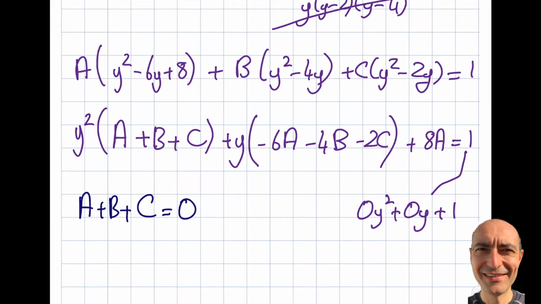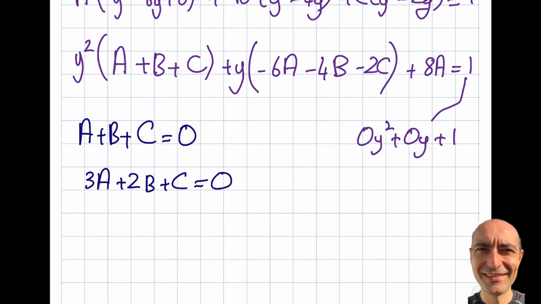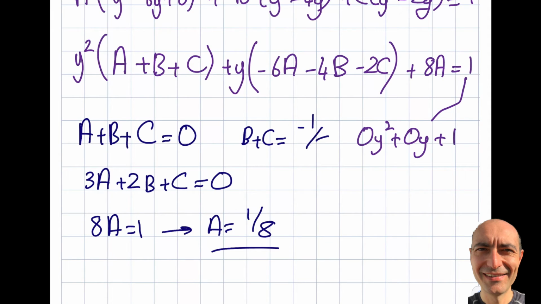You can see everything is a negative here, so I'm going to multiply this by negative because the right hand side is 0, and let's divide by 2 as well while I'm there. So it's going to be 3a plus 2b plus c is equal to 0. And the last one says that 8a is equal to 1. So from here, I get a is equal to 1/8. From here, b plus c is equal to minus 1/8. And from here, 2b plus c is equal to minus 3/8.